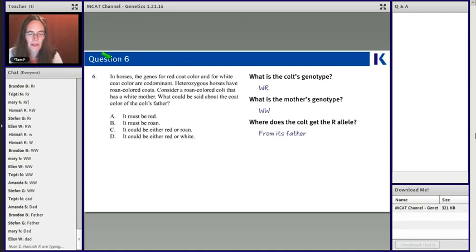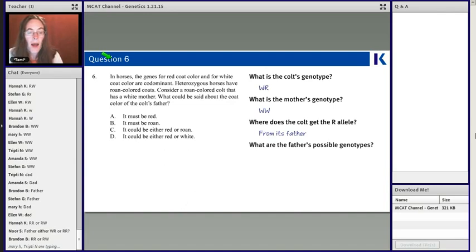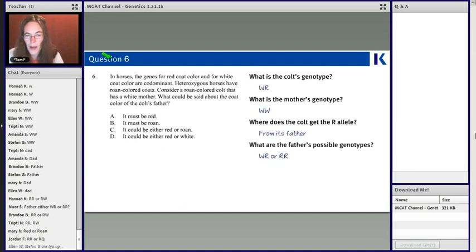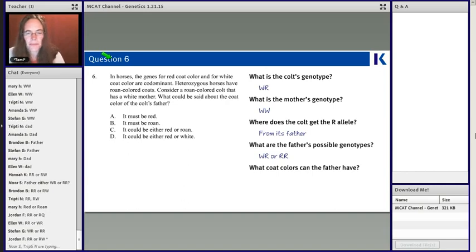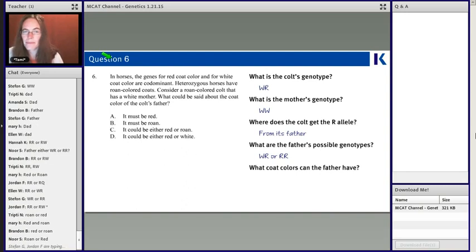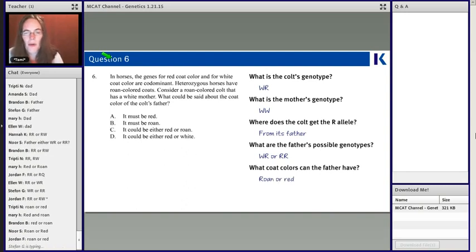You guys are correct. So what are the possible genotypes of dad? Dad could have either been white-red or red-red. Either way, he could have passed that red on to his son. So what are the potential colors that dad could have been? Roan or red? Notice that thought process led us directly and easily to answer choice C.